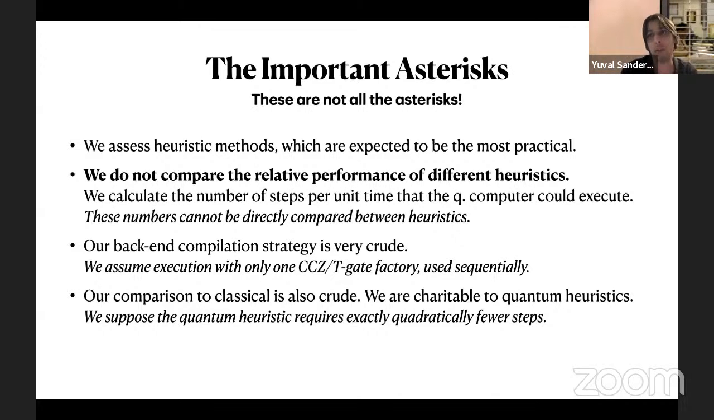So things like your simulated annealings. We do not compare the relative performance of different heuristics. This is really important, and I'll make the point again later. What we're instead doing is that we're just calculating the number of steps per unit time that the quantum computer could execute. Apologies.